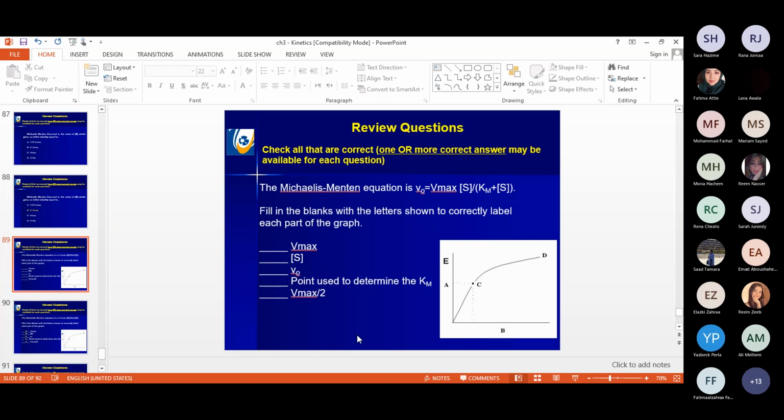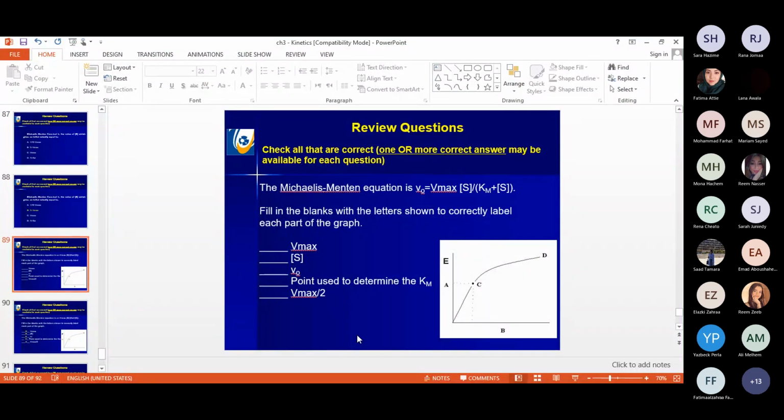اوكي كفي. What is the point used to determine Km? KM. لحظة الفي نوت هي الإي.